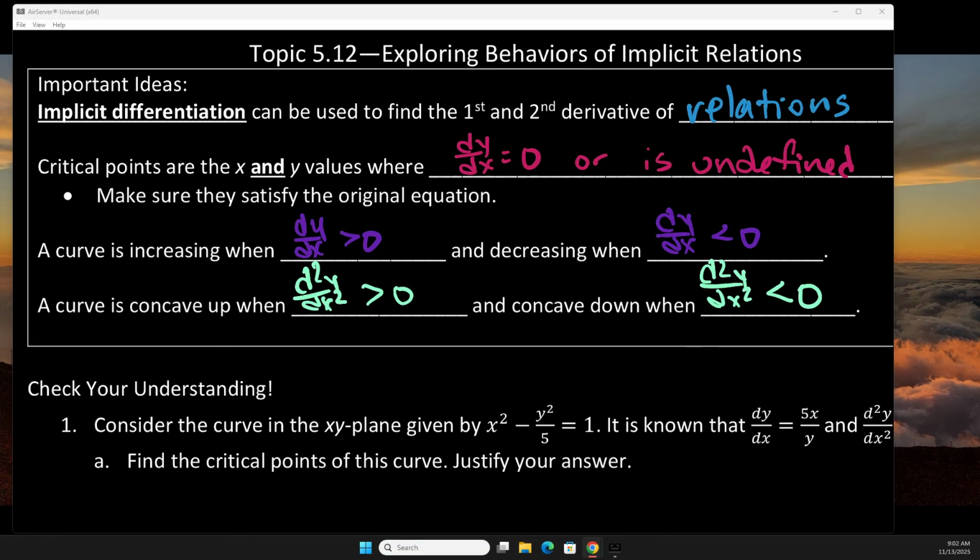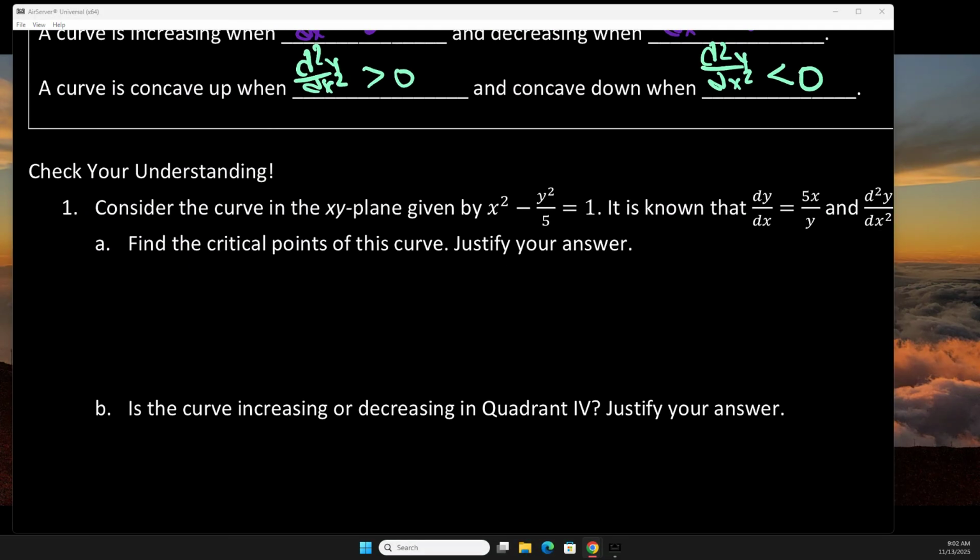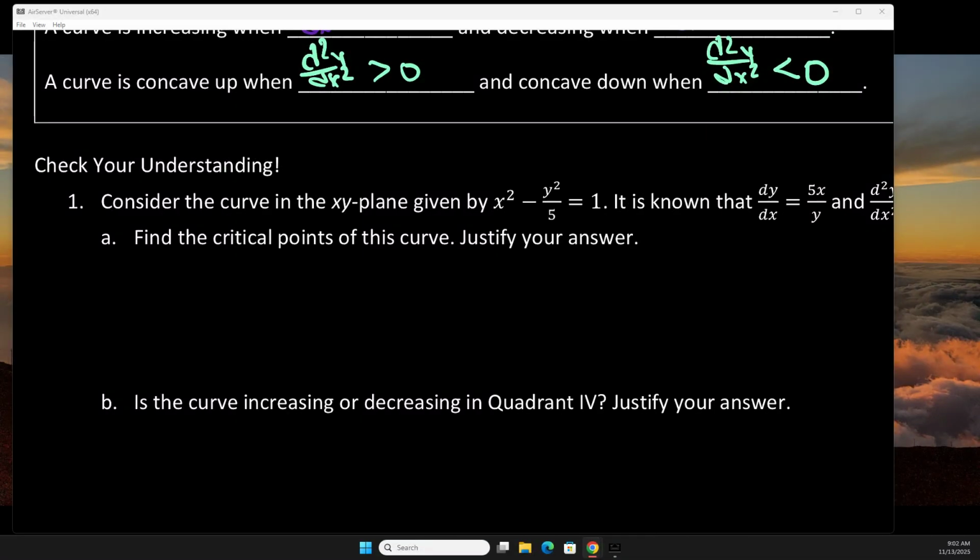Bless you. All right, so on number 1, we are going to consider this curve. So we have the curve, we have the first derivative, and we have the second derivative. So this is nice. We don't have to do all the derivative finding. We just have to use it to answer the question. So A asks us to find the critical points of this curve, and we're going to justify our answer. So the critical points are when that derivative is either equal to 0 or undefined. So anytime we want to find when the derivative is equal to 0, we need to set the numerator equal to 0.